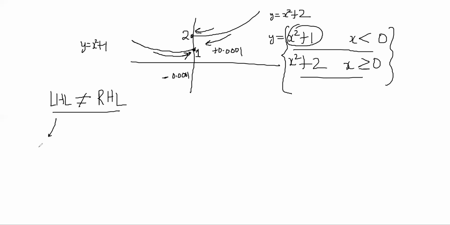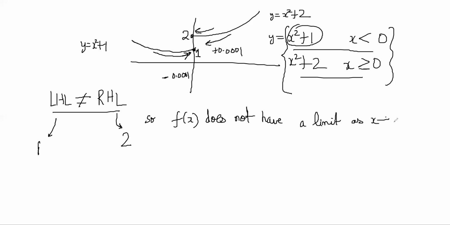Left hand limit is 1, right hand limit is 2, right? So left hand limit is not equal to right hand limit. So the function f(x) does not have a limit as x tends to 0, because both tendencies are not the same. What matters here is the limiting value. From this side it's 1, from that side it's 2. Understood.